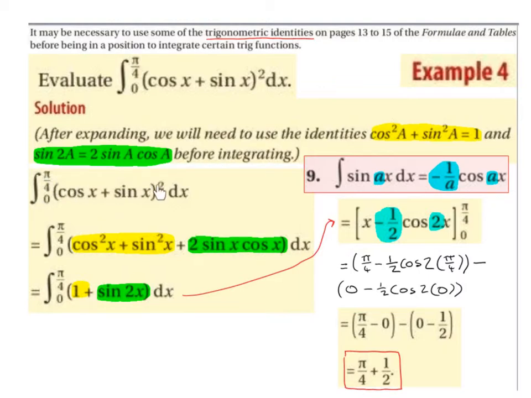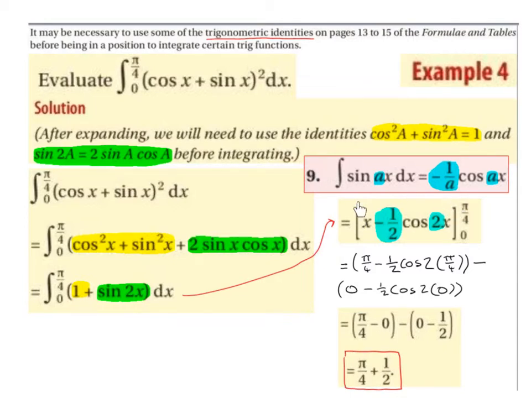So multiplying this out, we get cos squared x plus sine squared x plus 2 sine x cos x. Now cos squared x plus sine squared x gives us 1, and 2 sine x cos x gives us sine 2x. So now we can integrate. So to integrate 1, we just get x. And to integrate sine 2x, we get minus a half cos 2x. And that comes from this formula here.